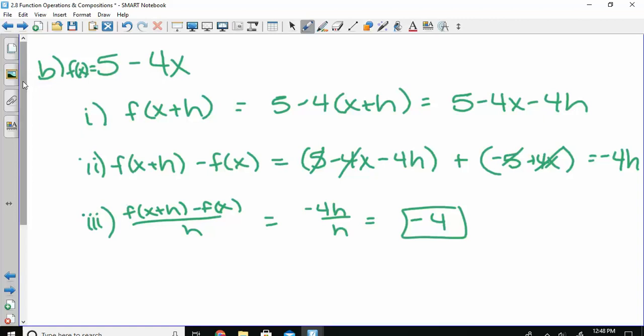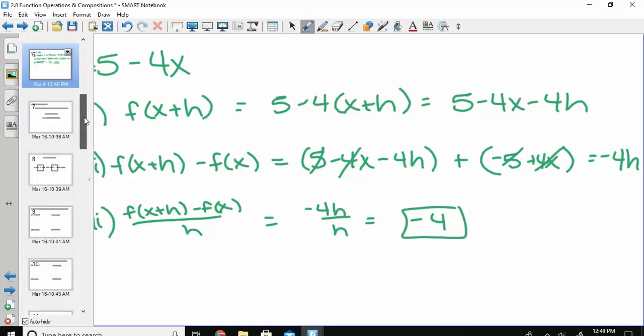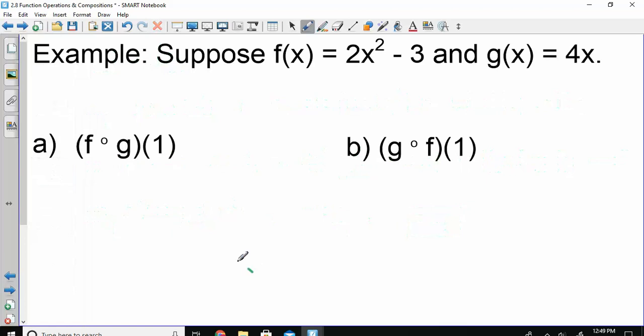The last thing I want to look at is composing functions. So let's say f of x is 2x squared minus 3. g of x is 4x.